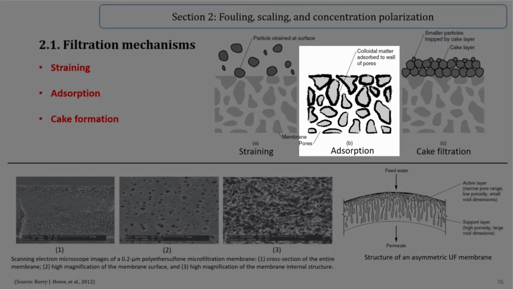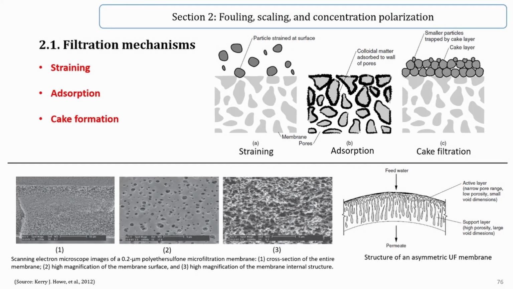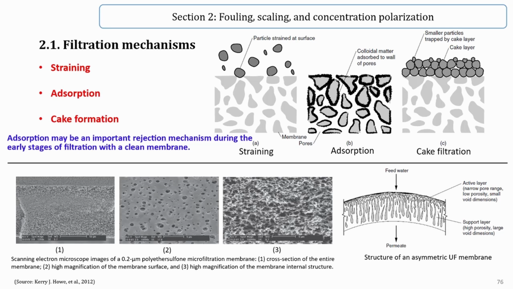Adsorption. NOM, or natural organic matter, adsorbs to membrane surfaces. Thus, these soluble materials may be rejected even though their physical dimensions are orders of magnitude smaller than the membrane retention rating. Adsorption may be an important rejection mechanism during the early stages of filtration with a clean membrane.